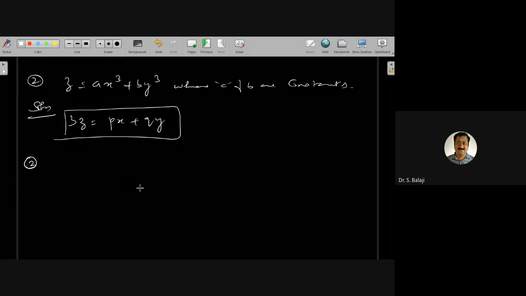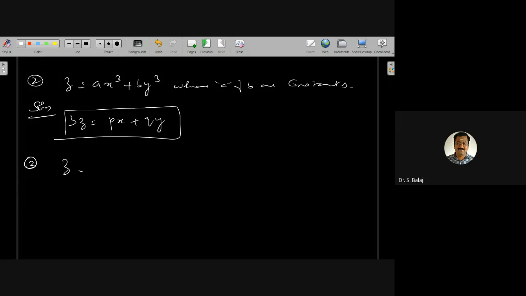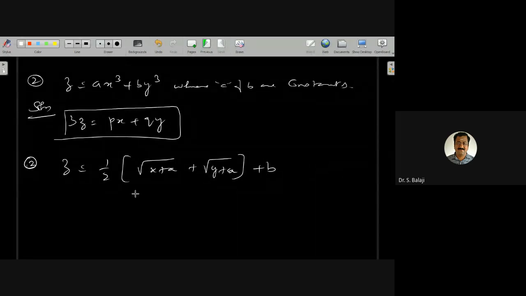Let us take one more problem here. z is equal to 1 by 2 of square root of x plus a plus square root of y plus a, plus b. Here both are a only, and here is also a, and here b is a separate one. We take this as equation number 1.